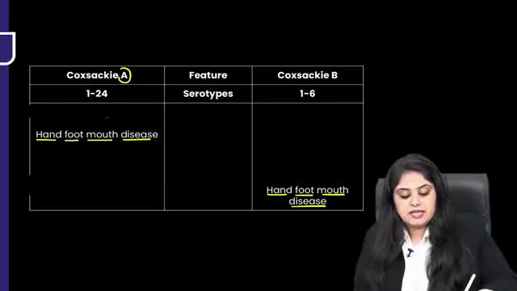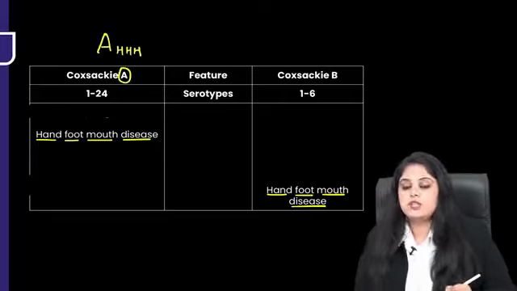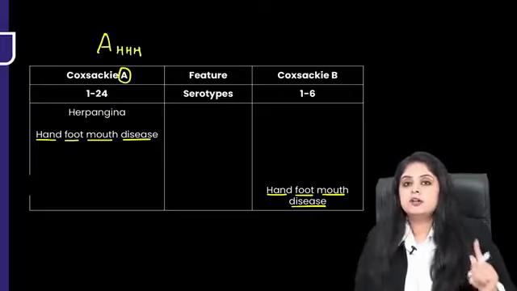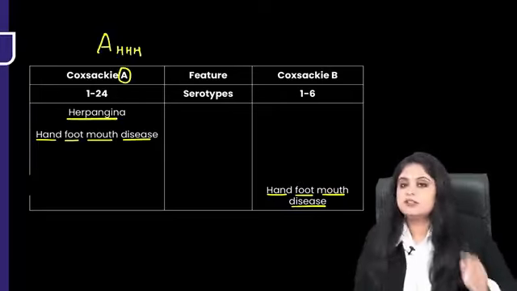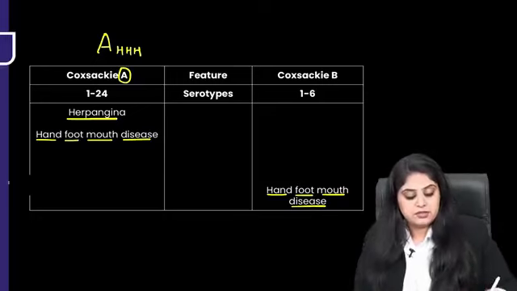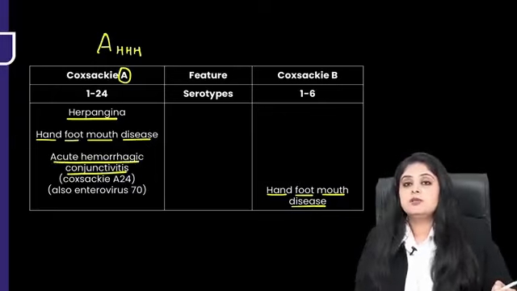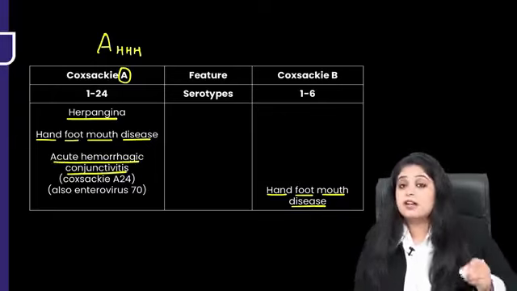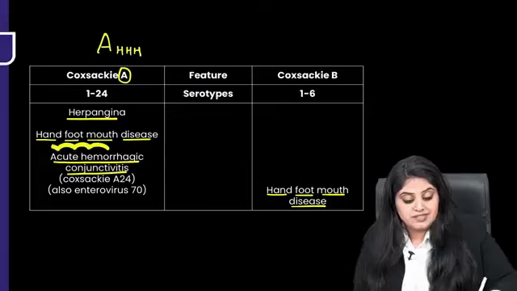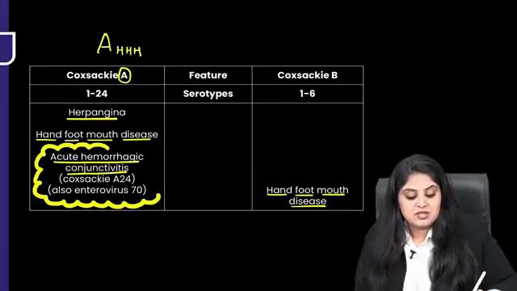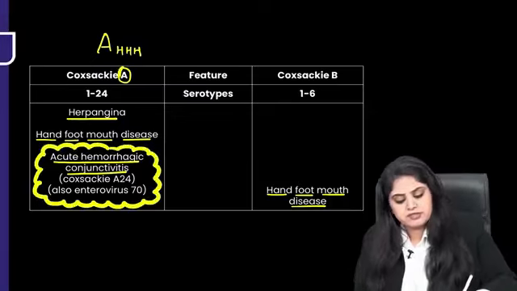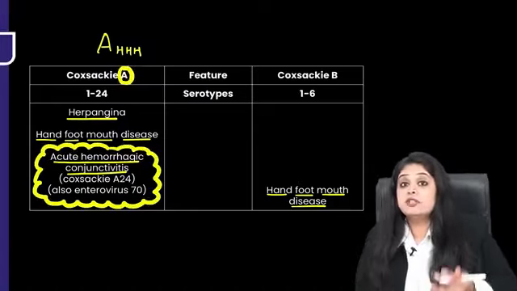So Coxsackie A is going to cause H, H and H. What is H, H and H? Number 1, it causes herpangina. Number 2, it causes hand, foot, mouth disease. And number 3, it causes acute hemorrhagic conjunctivitis. Acute hemorrhagic conjunctivitis. They ask you this question. Don't take this question lightly. Acute hemorrhagic conjunctivitis is caused by Coxsackie A, okay, but they ask you which Coxsackie A.